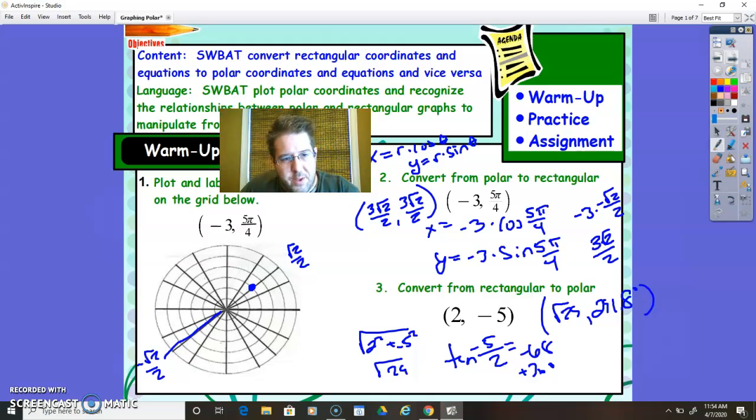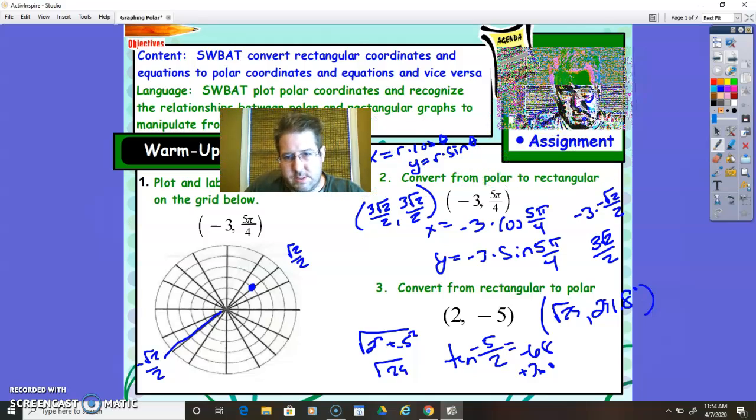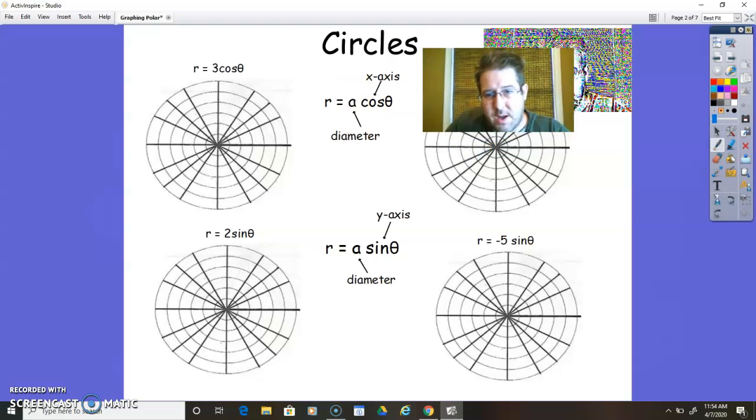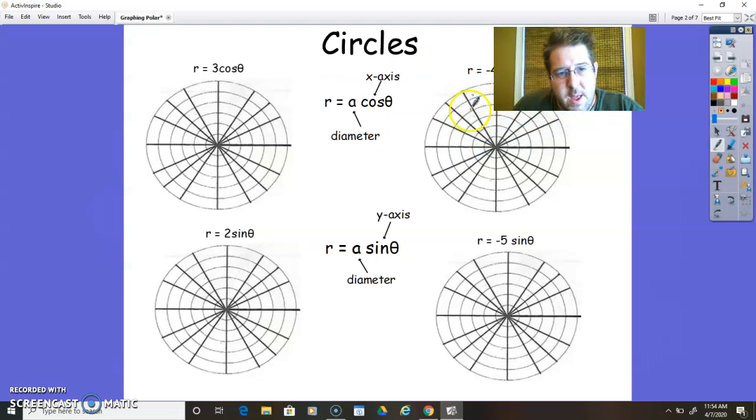Okay, so graphing polar equations. We're going to start off with different types. We're going to start off with the easiest one, which is circles. Graphing circles in a polar coordinate system is actually fairly easy. This is the format for cosine and sine.